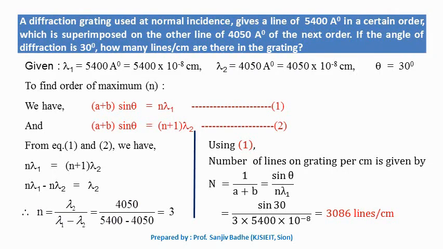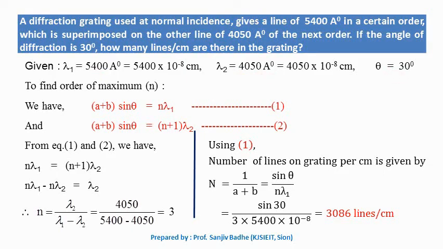This one is similar to the last one. A diffraction grating used at normal incidence gives a line of 5400 angstroms in a certain order, which is superimposed on the other line of 4050 angstroms of the next order. If the angle of diffraction is 30 degrees, how many lines per centimeter are there on the grating? So it is the same problem as we have done on the last slide. Lambda 1 is given here as 5400 angstroms and lambda 2 is 4050 angstroms.